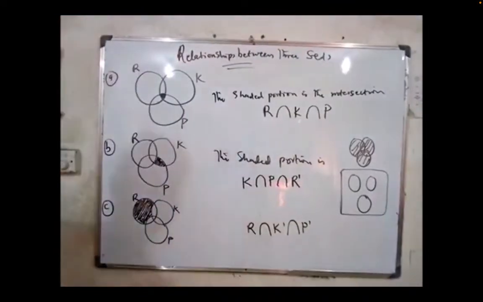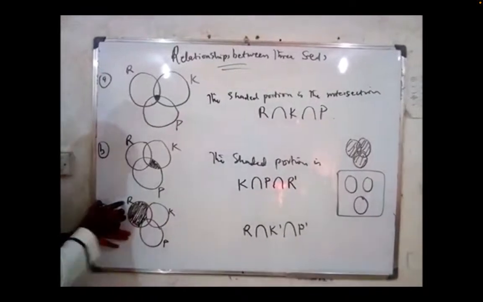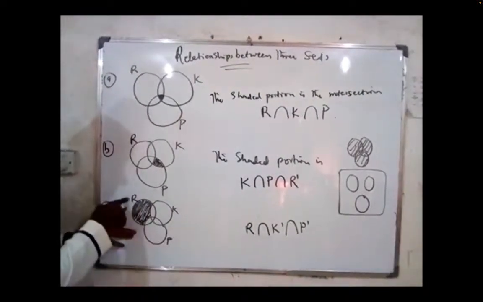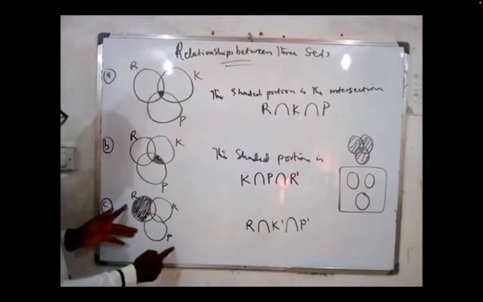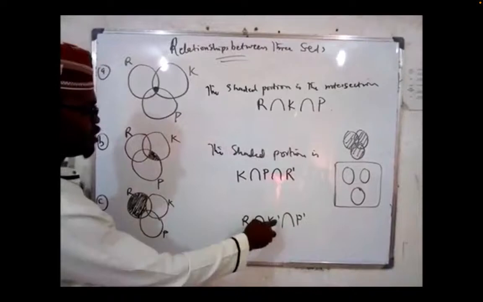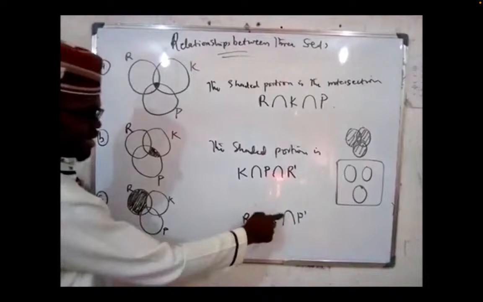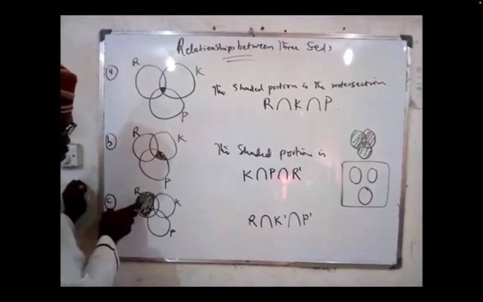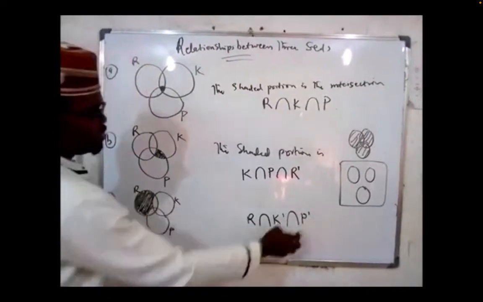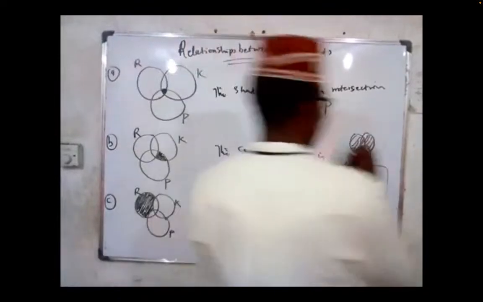Is that clear? Now what are we having here? We are having things that are only in P, but are not in Q, and things that are only in R, but are not in K and P. Is that clear? So we call it R intersection not K. You understand? K prime simply means not K. So if it is not K, it has to be around R, is it not? Intersection not P or P prime, which is here only. Is that clear?